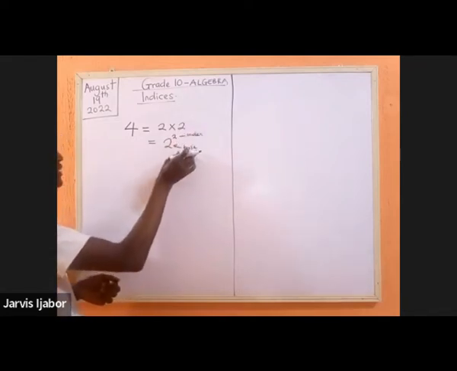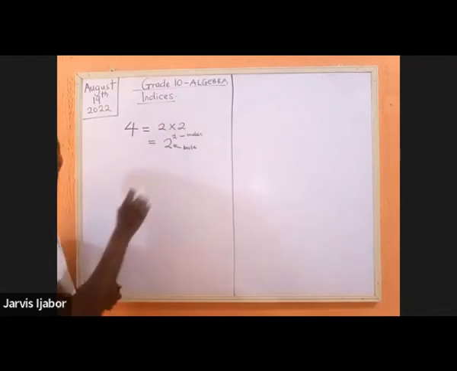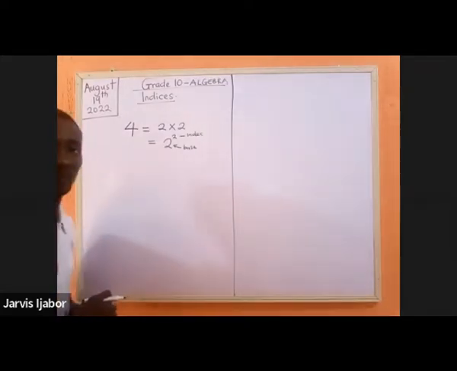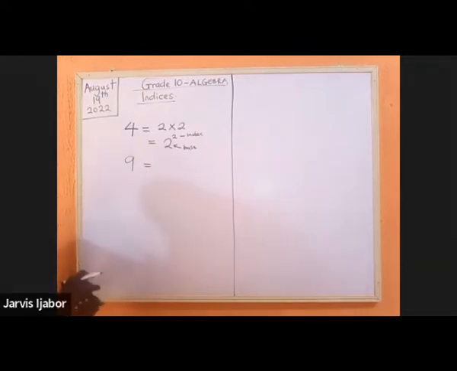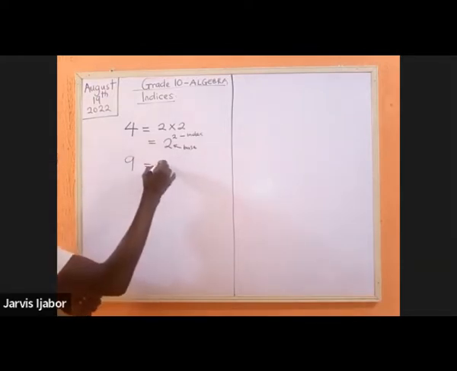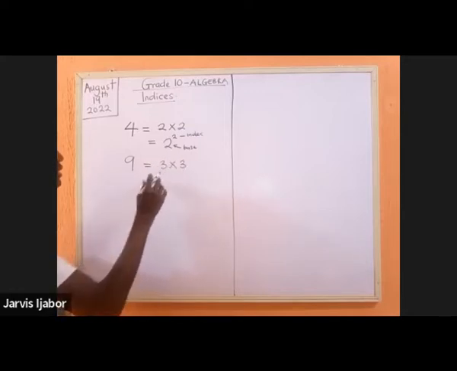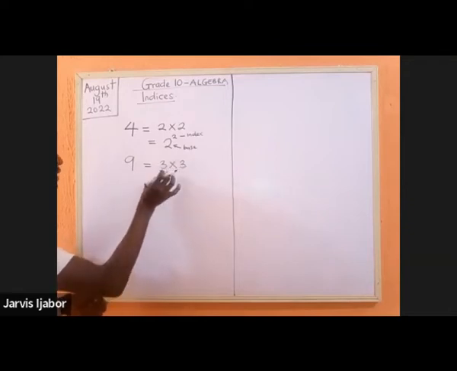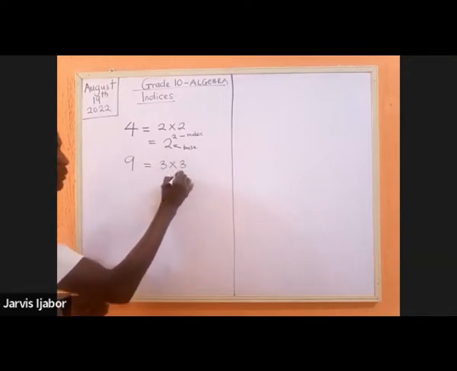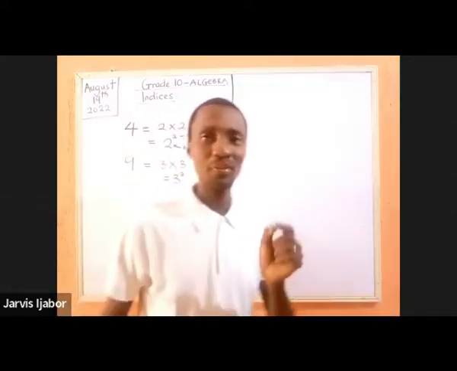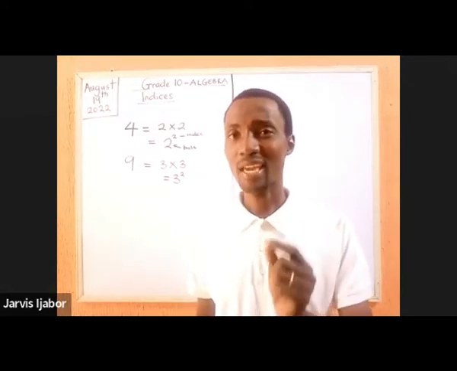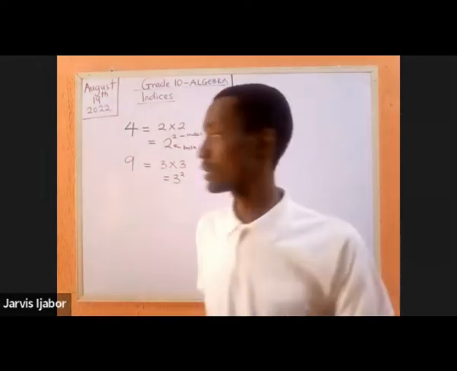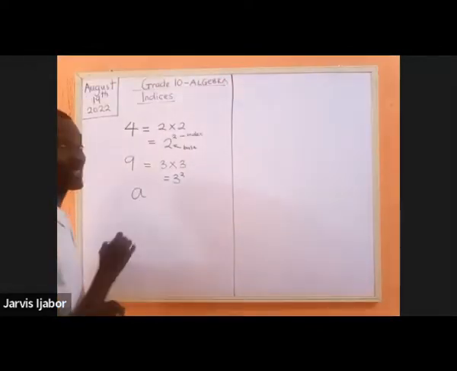So the number of times a base or a number is being multiplied gives us an idea of what the index is. I can take another number. Let's say I take 9. 9 will be equal to 3 times 3. It will mean that 3 is multiplied 2 times. You can see it, I'm seeing 3 here, I'm seeing 3 here. That becomes 3 multiplied twice. So an index gives us the idea of how many times a number, or technically a term, is being multiplied.